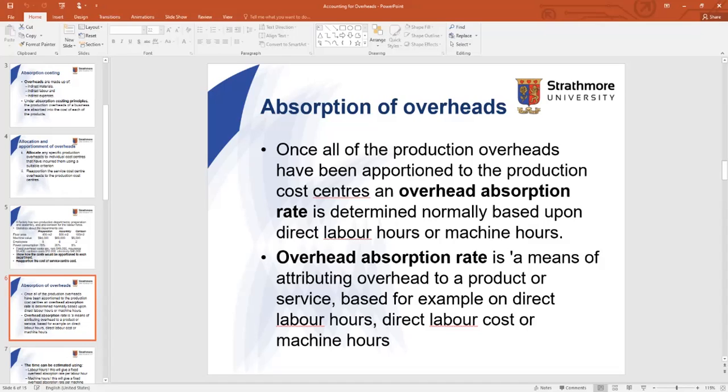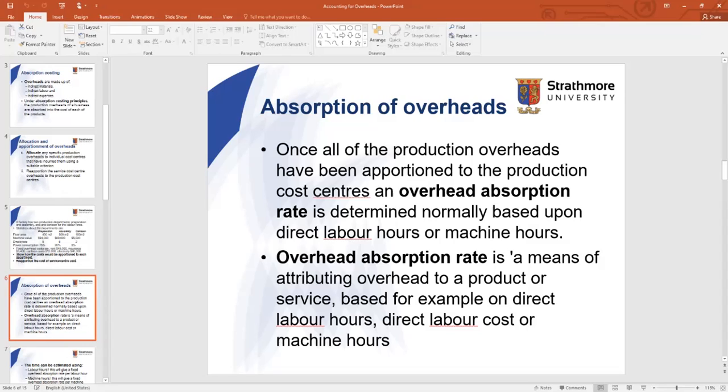Any service center or non-production department is there to serve the production departments. Once all the production overhead has been apportioned to the production cost centers, an overhead absorption rate is determined, normally based on machine hours or labor hours. We want to determine the cost of each product.